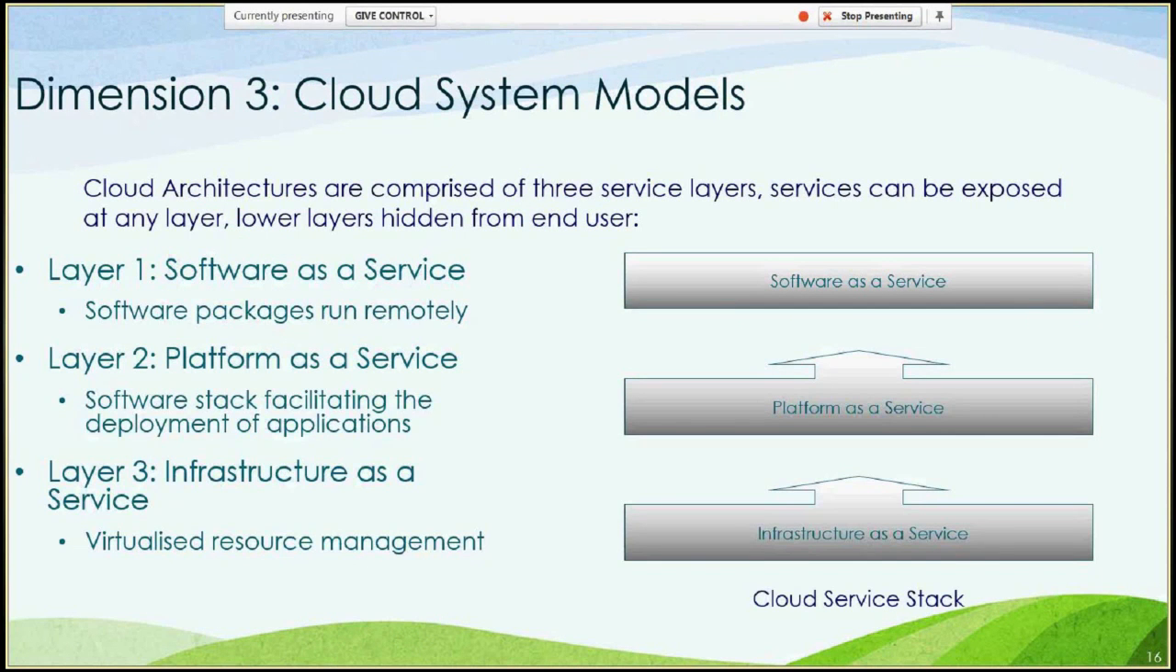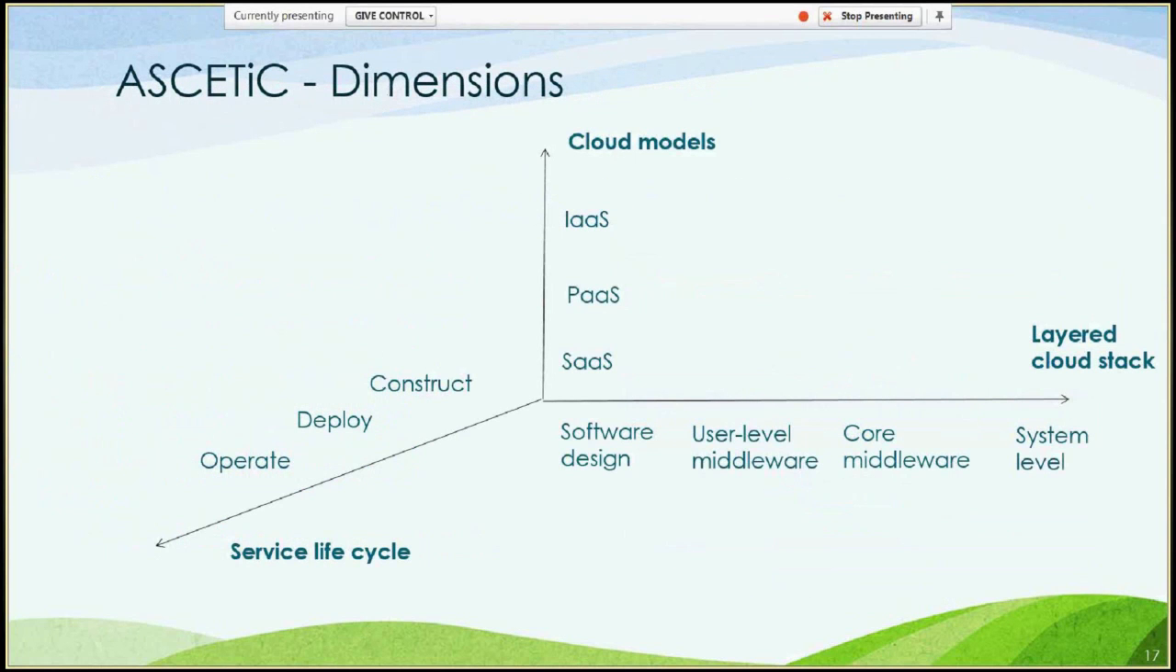The third dimension that ASCETiC has taken is to do with the models, the most well-known and certainly most deployed models in the real world: software as a service, platform as a service, and infrastructure as a service. Therefore, you will expect that ASCETiC will be able to propose a set of tools that would be used with either of these three models: software, platform, and infrastructure. So, here are the ASCETiC dimensions: cloud models, SaaS, PaaS, and IaaS; service lifecycle: construct, deploy, and operate; and finally an approach to a layered cloud stack from the software design to the system level, bringing the middleware into place.